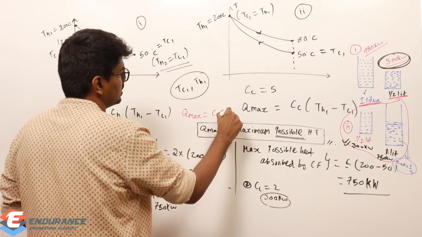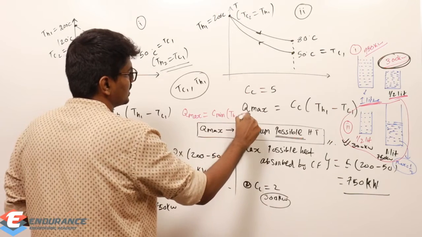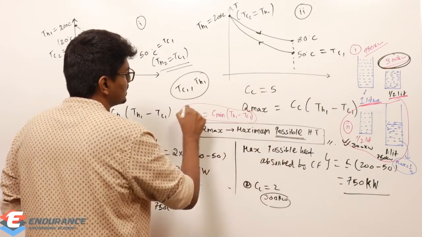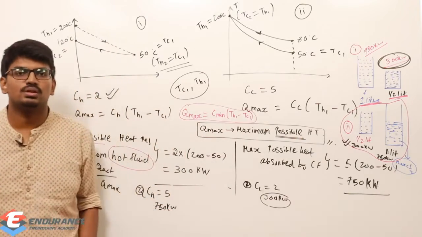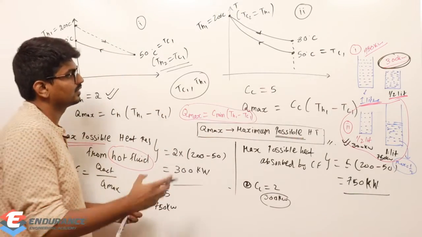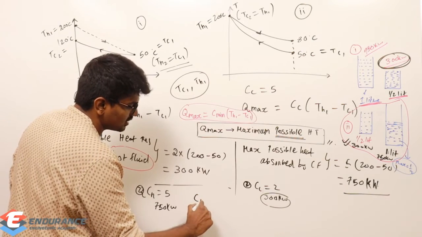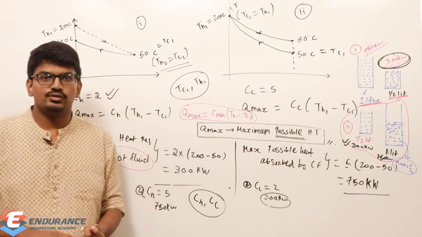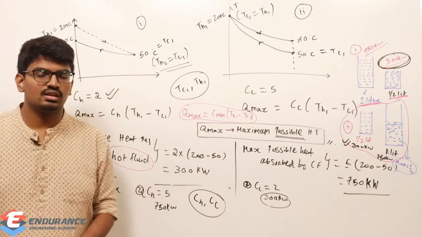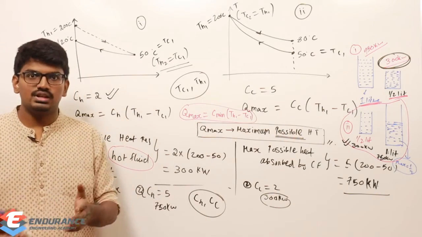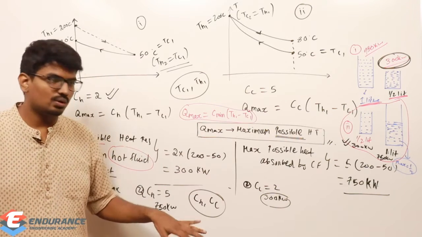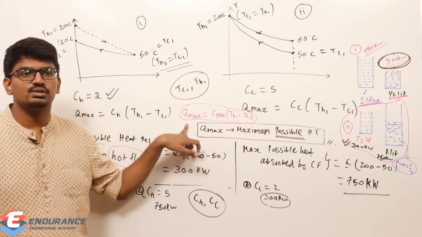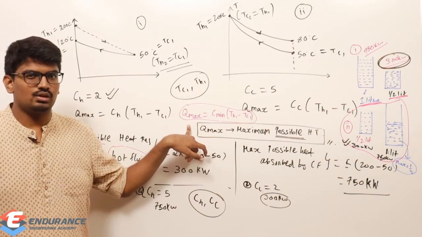C minimum into Th1 minus Tc1. So in case of problem solving, all these explanations are fine, but what you will do is, you will have the Ch value and the Cc value, right? Heat capacity for the hot fluid, heat capacity for the cold fluid. If you don't have them, you can find out m into Cp. After finding them, compare them. Whichever is minimum, that you take and substitute here, that will give me Qmax. I hope it's clear, right?